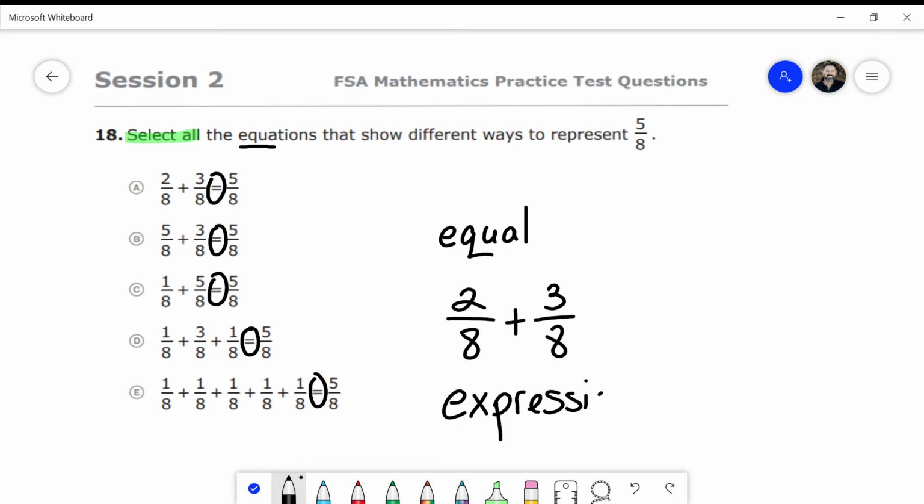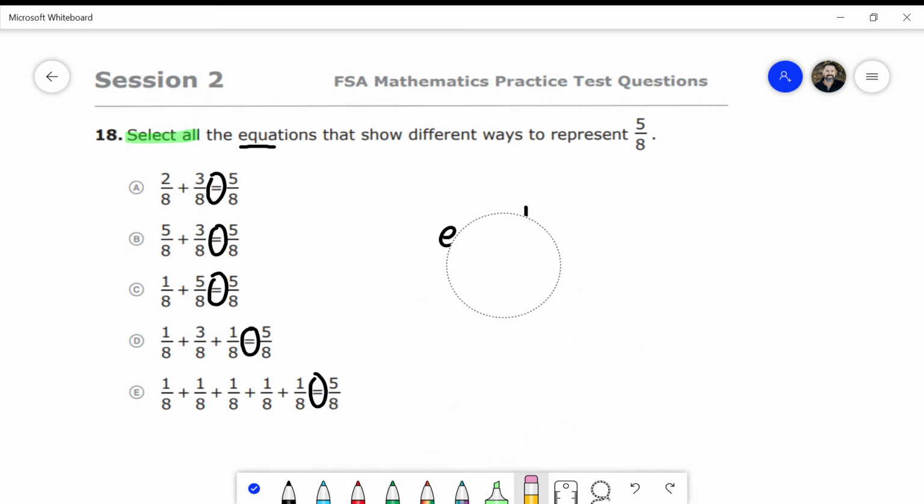So it's really important to know that, especially when you start getting into 4th grade, 5th grade, and when you move into middle school, it's a really important concept to know the difference between equations and expressions, okay? All right, so let's keep on looking at the question. It says we want to see the equations that show different ways to represent 5/8. In other words, if I add these fractions, which one correctly comes to the answer of 5/8?